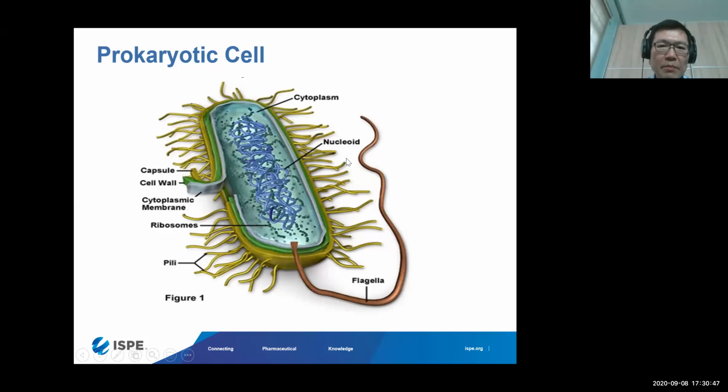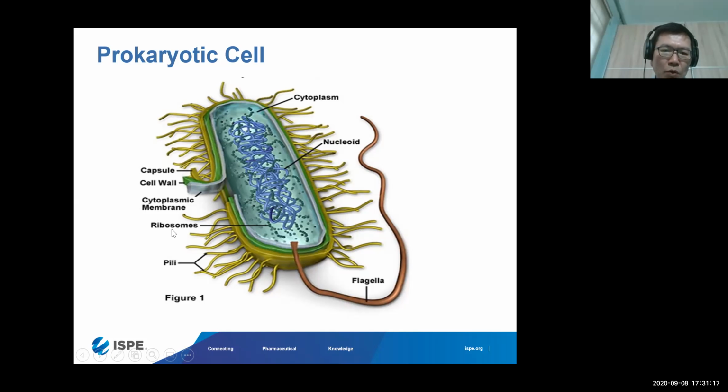So this is a simplified diagram of a bacterial cell. You can see that there are a few components. You have the cell wall. The cell wall is made of peptidoglycan. Basically, this is to give the shape of the bacterial cell. And they also have the membrane as well. The membrane basically acts as a permeability barrier to control the movement of the molecules into the cell.